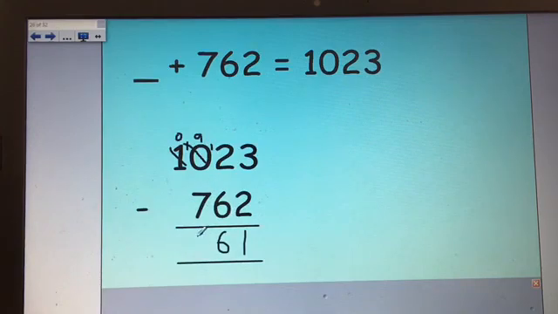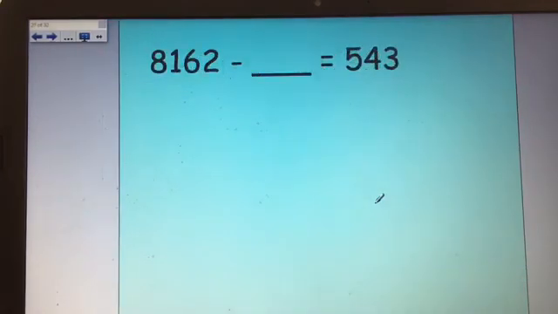9 subtract 7 makes 2. And of course, that's just a 0 there. So the answer is 261. Okay, so let's have a look at this one.